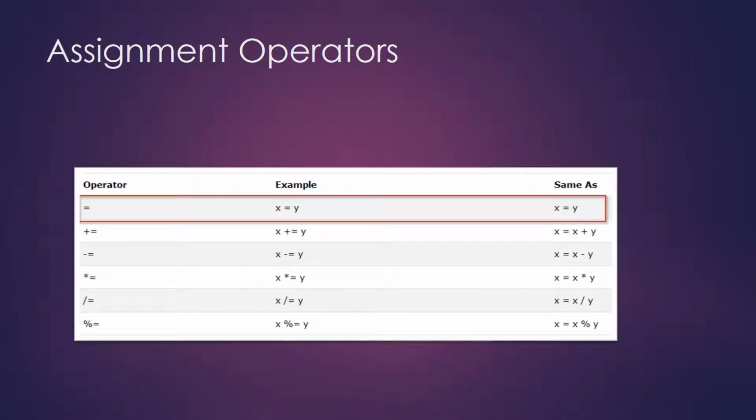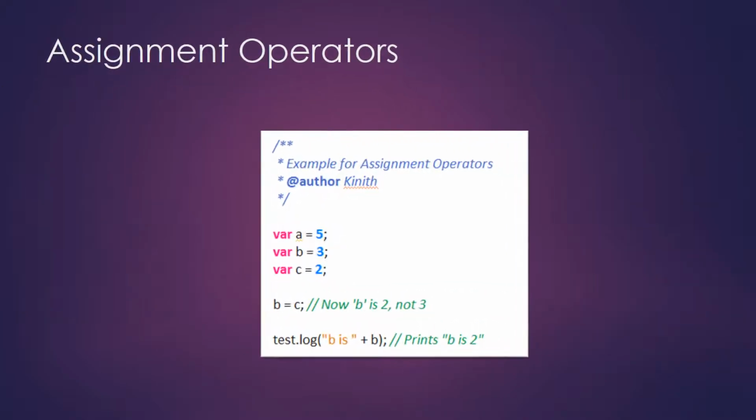Assignment operators are used to assign values to variables, arrays or objects. Out of these JavaScript assignment operators, we will only be using the first one, the = sign. Here I have declared 3 variables with values: a equals 5, b equals 3 and c equals 2. And then, I am assigning the variable c to variable b. Now, the previous value, 3, of the variable b gets replaced by the value of variable c. Now, b is 2, not 3. Got it?